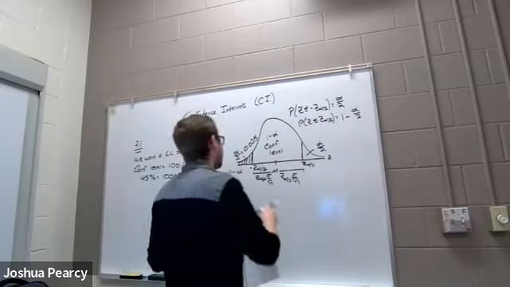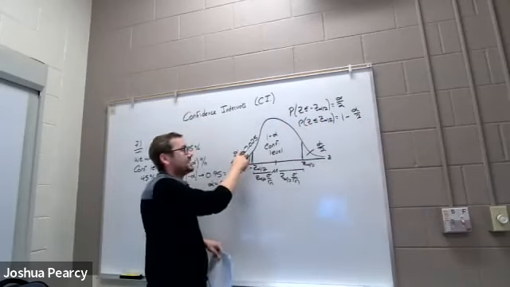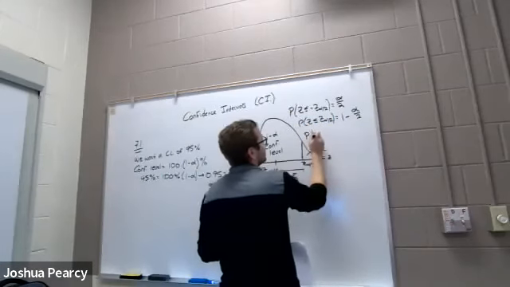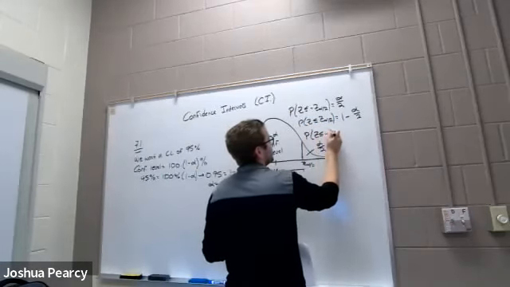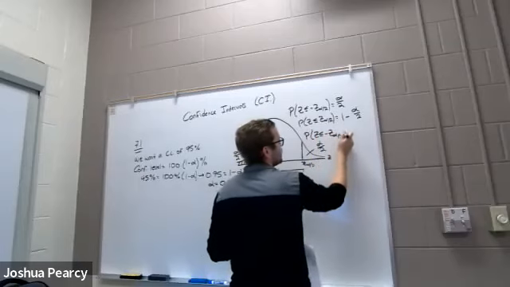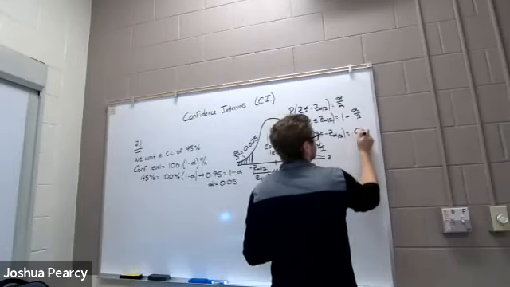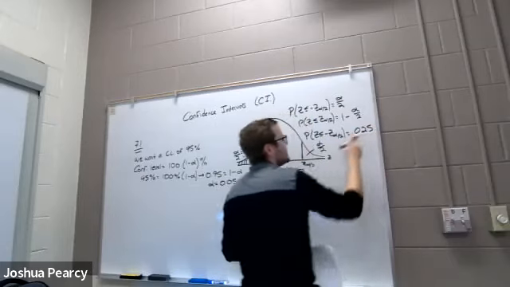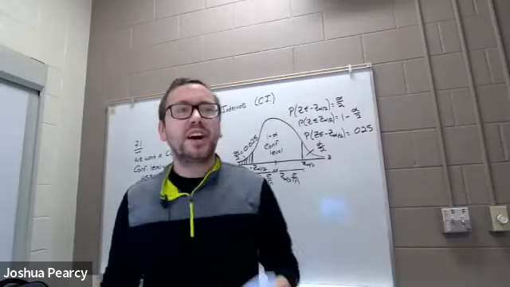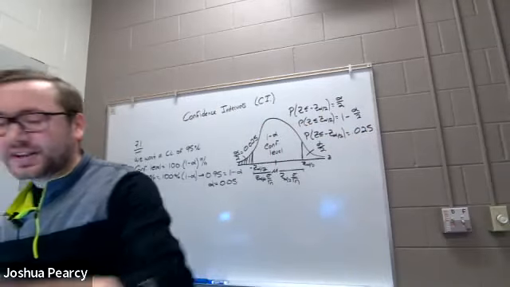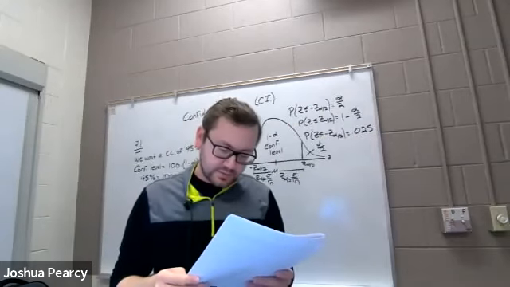Then you just need to look in the standard normal table to find a z-score such that the probability of z being less than or equal to this negative z alpha over 2 is equal to alpha over 2, which is 0.025. Someone look in the table and tell me what that corresponding z-score is. I'm pretty sure it's exactly in there. Yes, it is.